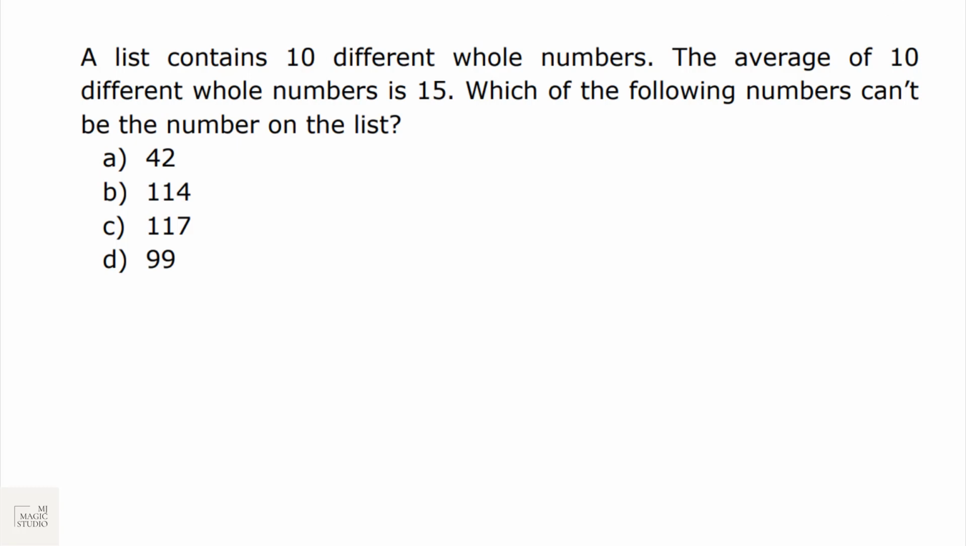Let's see what we have. A list contains 10 different whole numbers. Whole number set starts from 0, 1, 2 till infinity. This is a set of 0 along with natural numbers. The average of 10 different whole numbers is 15. That means the total of 10 whole numbers is 15 into 10, that is 150. Now, which of the following numbers can't be the number on the list?